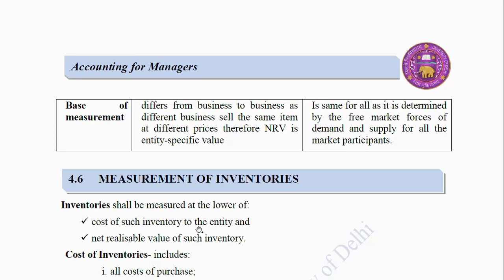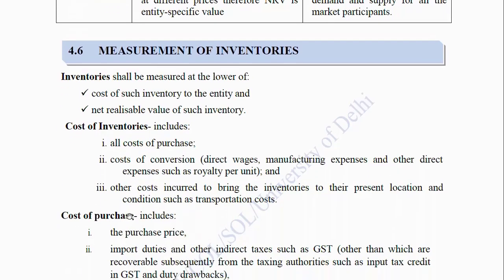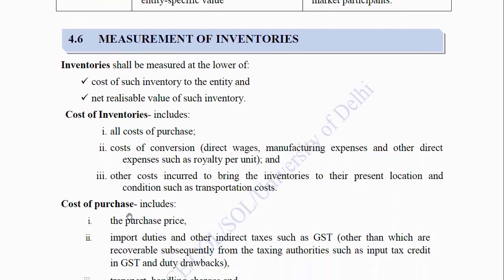On the basis of measurement, net realizable value differs from business to business as different businesses sell the same item at different prices. Therefore, NRV is an entity-specific value. Fair value is the same for all as it is determined by the free market forces of demand and supply for all the market participants.